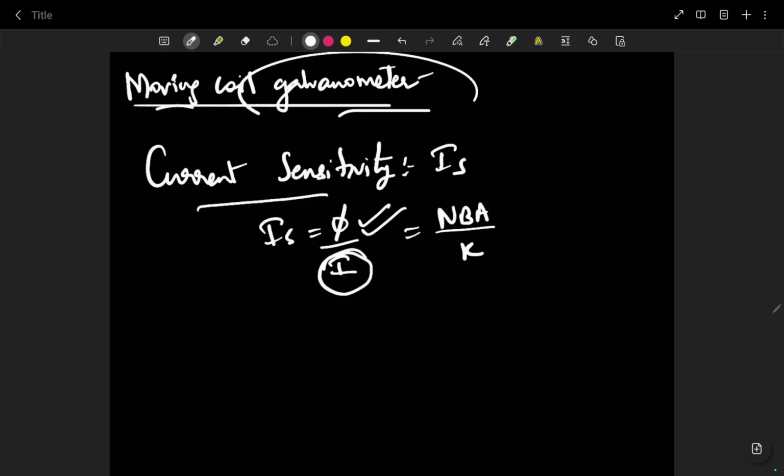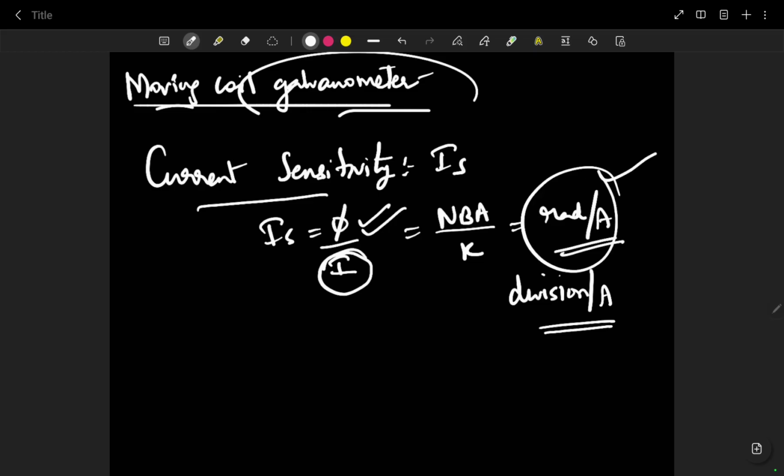And the unit of current sensitivity would be radian per ampere. Okay, it's radian per ampere, or sometimes it is also called division per ampere, based upon the textbooks that we're using. But you can just check with this, that should be fine.